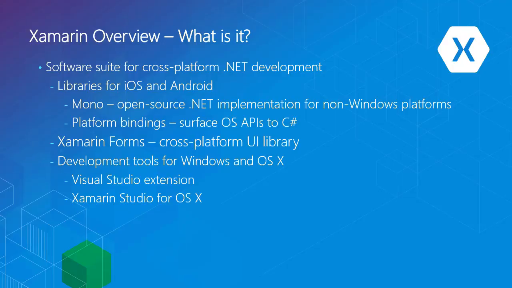It's built on top of Mono, which is really an open source .NET implementation for non-Windows platforms, including iOS, Android, Linux. There's a set of platform bindings that are designed to map between or surface these native API calls that are available within non-Windows platforms to C#, specifically to the language C#. And so Xamarin includes these bindings to be able to map that functionality, those low-level native calls, to a C# developer.